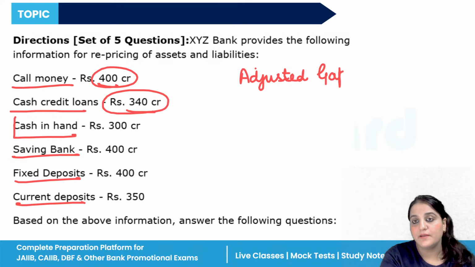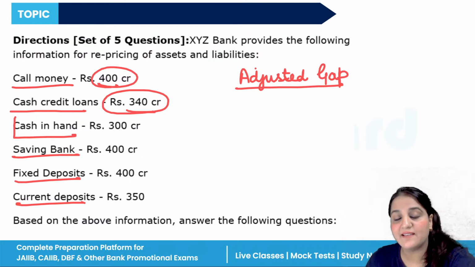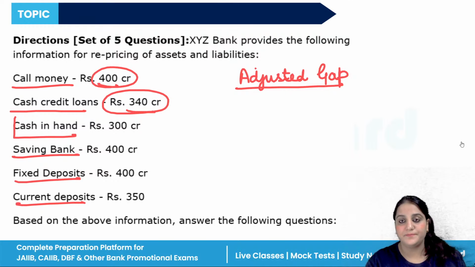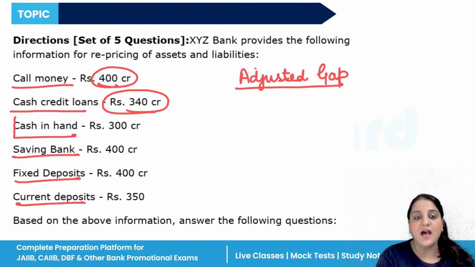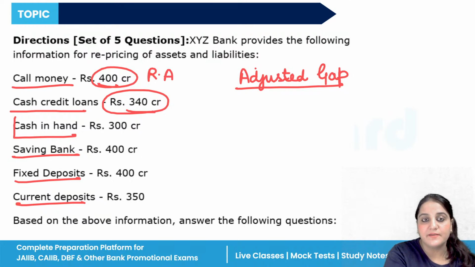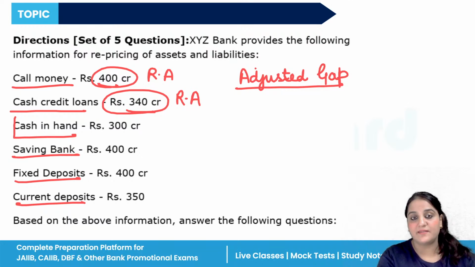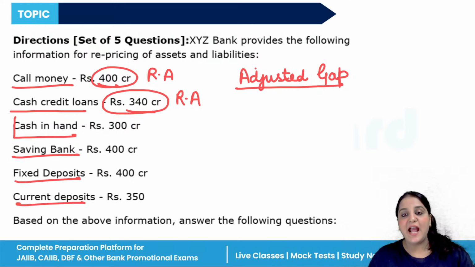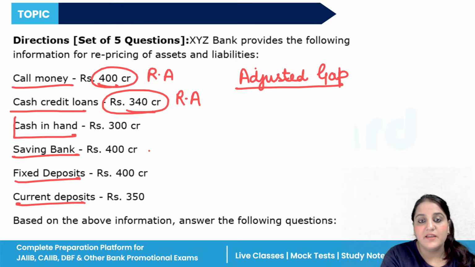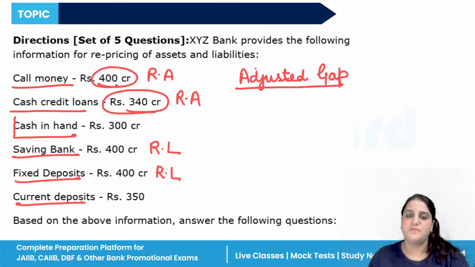Adjusted gap in repricing the assets and the liabilities. So if I say call money is a repricing asset. Cash credit loans are repricing assets. Cash in hand is not interest bearing. Savings bank and fixed deposits are repricing liabilities. And current deposit is not interest bearing.